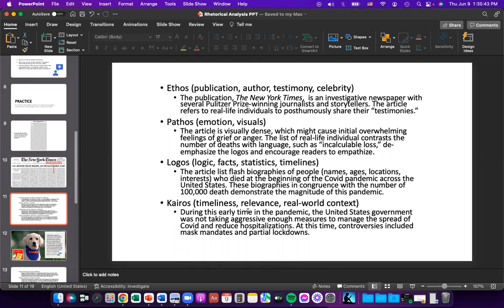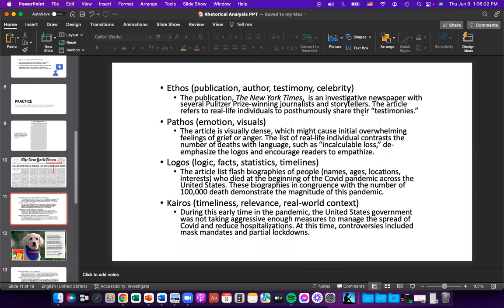You need to look at bias. You need to look at language that people use. You need to look at essentially the argument that they're constructing more than their awards and accolades. You do have these flash biographies, though, that are posthumous, meaning after death testimonies, as a way to say, I died from COVID. That's what I'm choosing to label it as. You could choose to label it as something different.